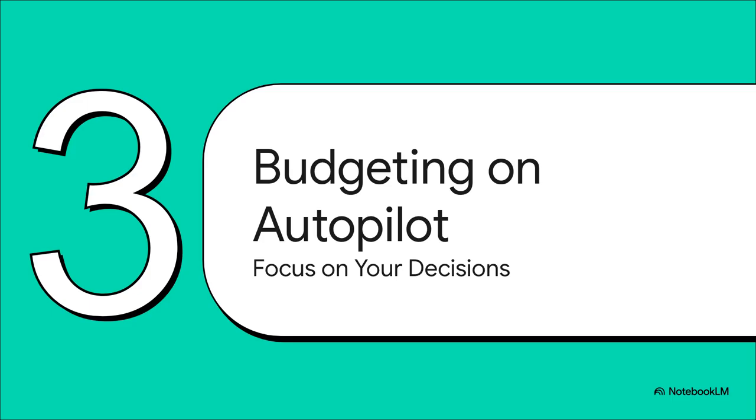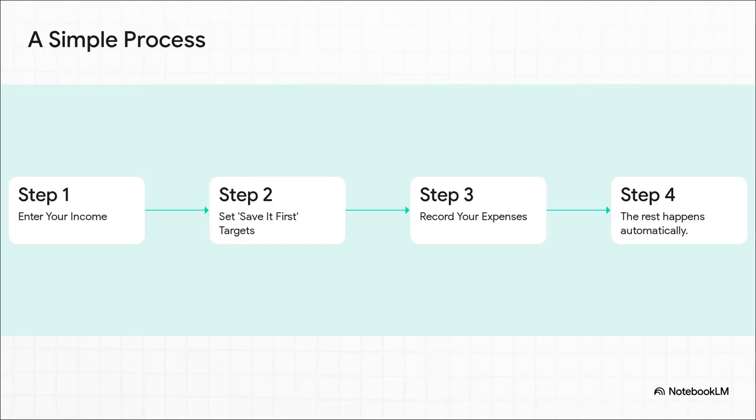And I don't mean in some scary, out of your control kind of way. I mean in a way that just automates all the boring, tedious stuff, so you can focus on making the important decisions. And this just shows you how simple the whole process can be. Your job, what you actually have to do, gets boiled down to just three easy things. One, you enter your income. Two, you decide your savings goals first, which is a super powerful habit, by the way. And three, you just log what you spend. That's it. Step 4? There is no step 4. For you anyway. The rest just happens automatically.